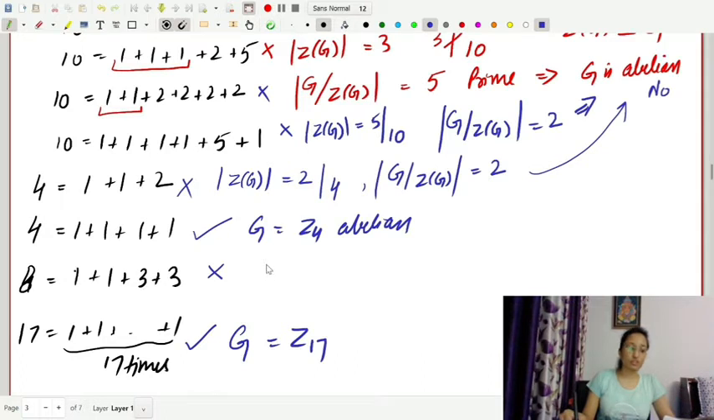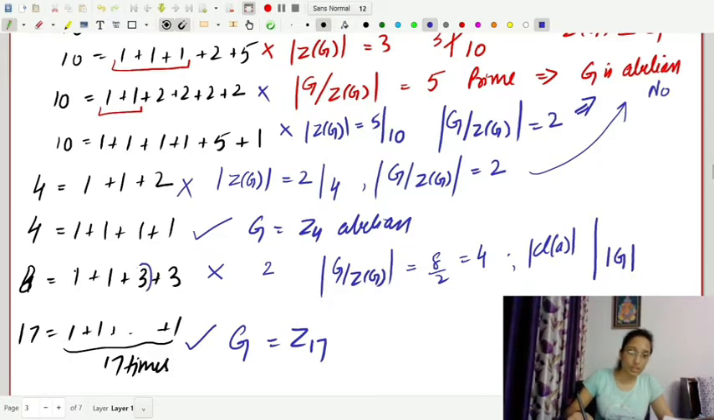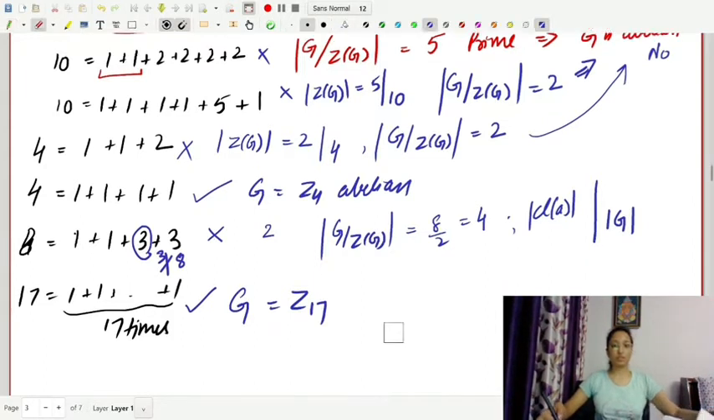Why? Because the order of the center of G is 2 and the order of G by center of G is 8 by 2, that is 4. This gives us no information because 4 is not prime. Now we know that the order of the conjugacy class of a should divide the order of G, but here this conjugacy class has order 3 and 3 doesn't divide 8. Therefore it is not the class equation.